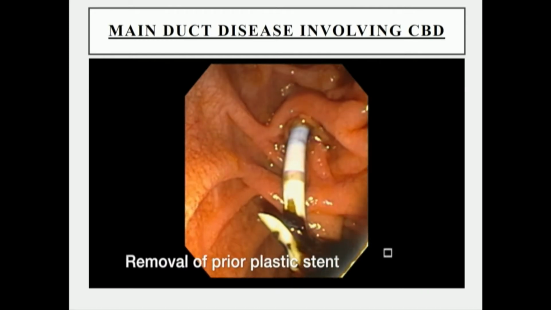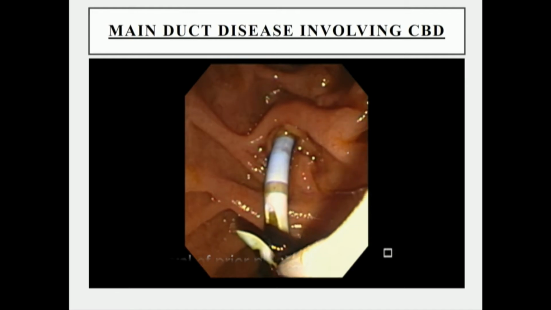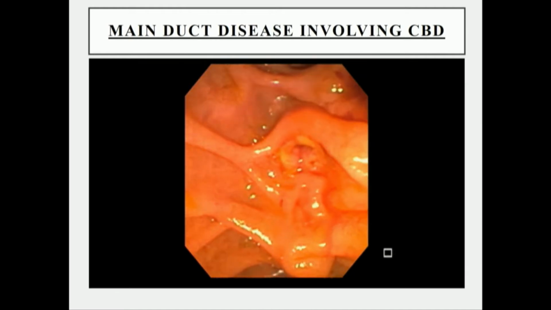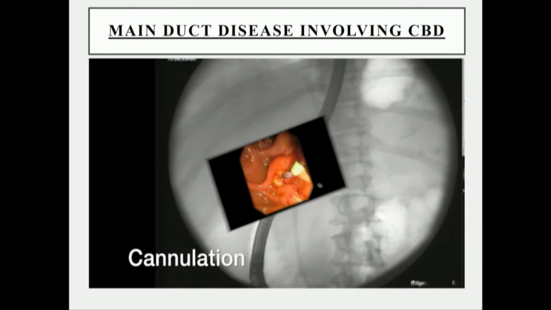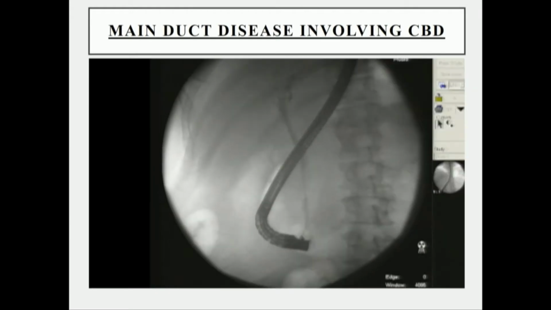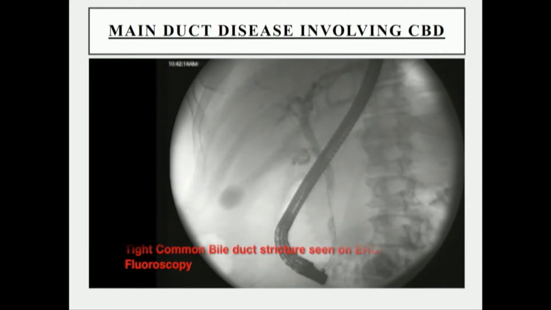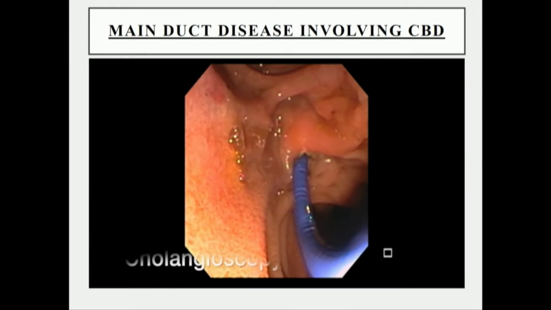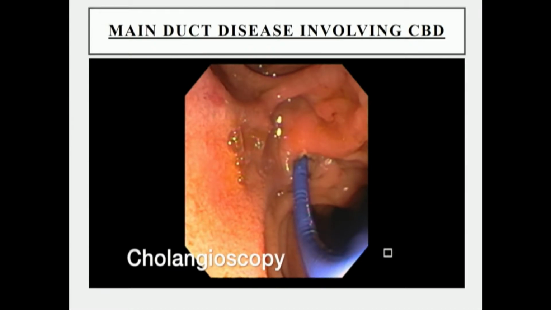So here you're seeing that we're removing the stent that was placed on the original ERCP. We then cannulate. We're going to see our initial cholangiogram. And as you'll note on the bottom 1/3 there, there's a tight common bile duct stricture that was defined on the original ERCP. It does appear that the rest of the duct may be preserved. And now we're inserting our SPY scope.